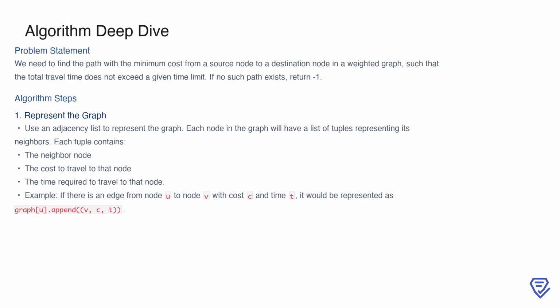Each node in the graph will have a list of tuples, where each tuple represents a neighboring node, the cost to travel to that neighbor, and the time it takes to do so. For example, if there is an edge from node U to node V, with a cost of C and a travel time of T, we would represent it as graph[U].append((V, C, T)). This structure will allow us to efficiently access all neighbors of a node during traversal.